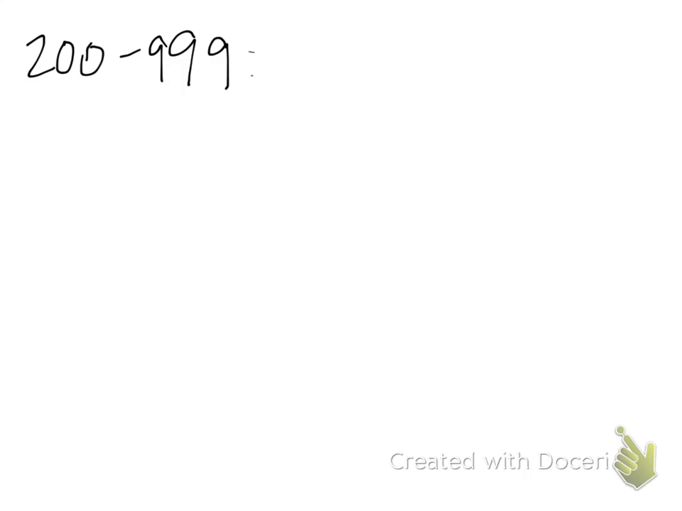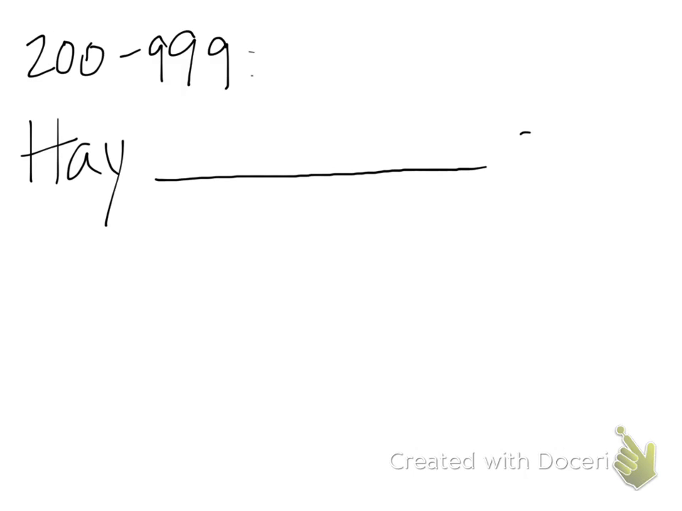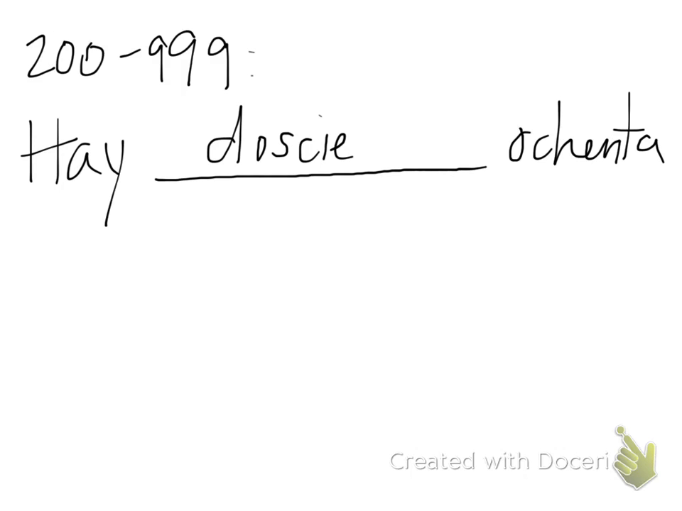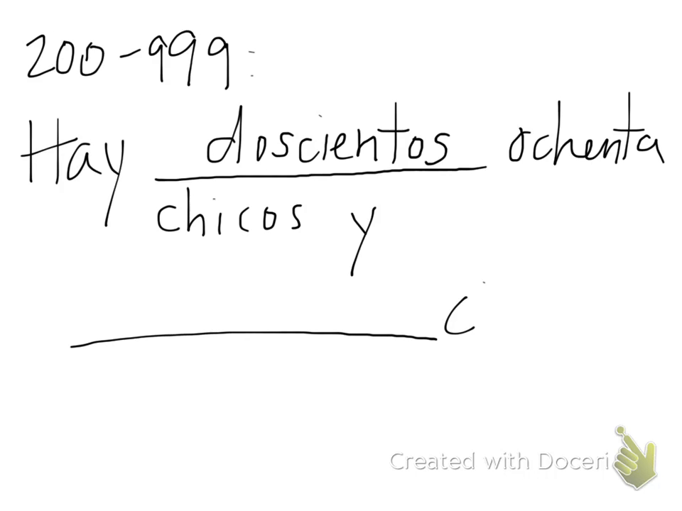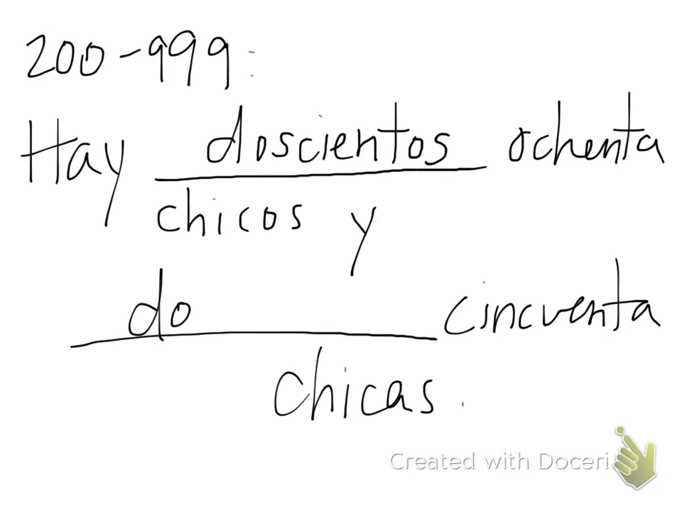Okay, the numbers 200 through 900 have masculine and feminine forms that agree with the noun that they describe. Okay, so for example, por ejemplo, if there were 280 boys, so we would say doscientos ochenta chicos. And let's say that there were 250 girls. So instead of saying doscientos, I would say doscientas cincuenta chicas. Okay, so be careful with this. You can tell which one you use by the end of the word. And we've talked about this, things being masculine or feminine.